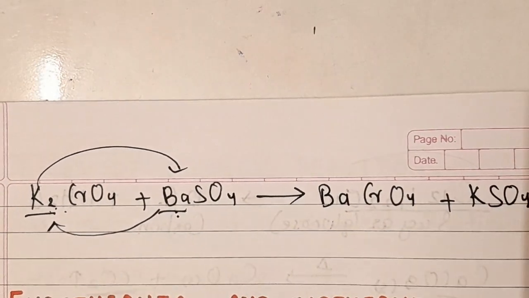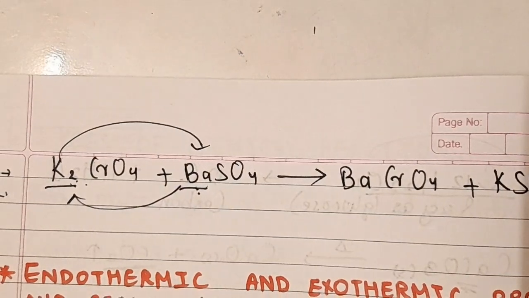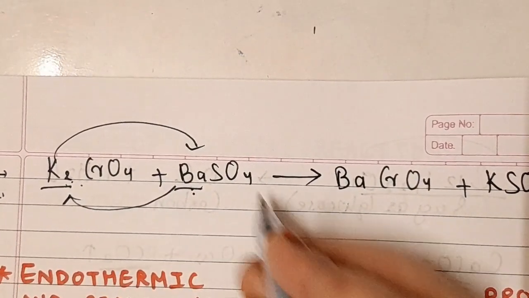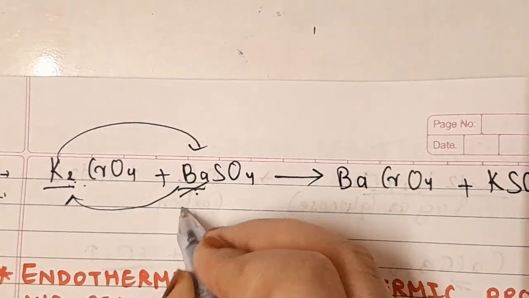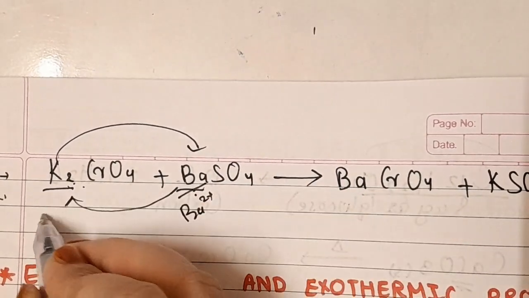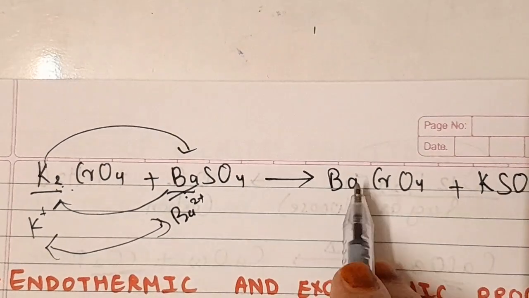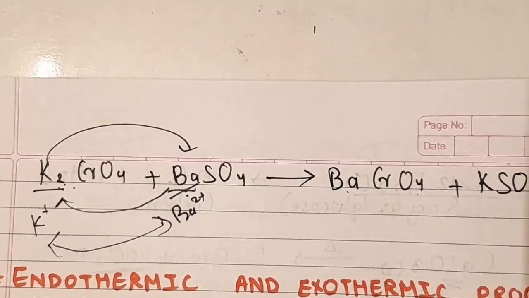Okay, so this type of reaction is a double displacement reaction in which the ions in the reactants are exchanged. Ion means here Ba will form Ba2+, and potassium will form K+. So these ions exchange with each other and they will form barium chromate and potassium sulfate.